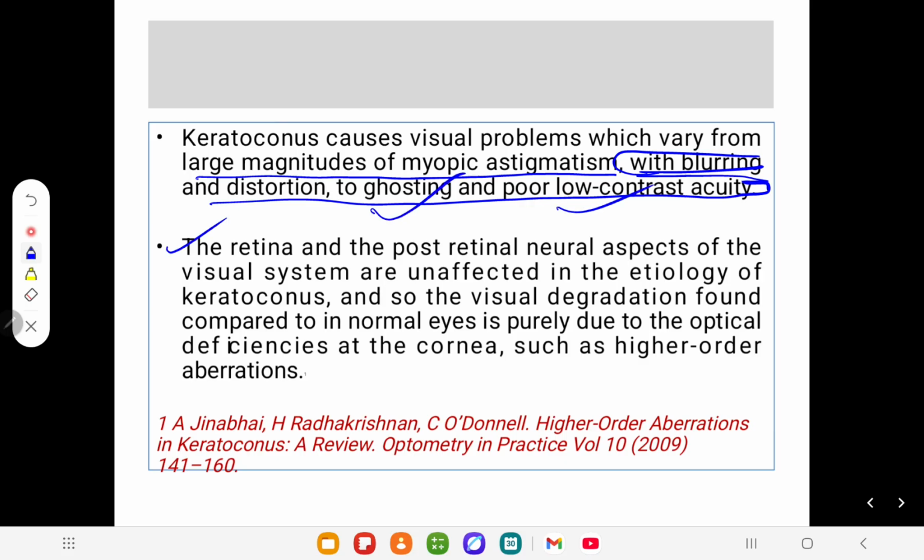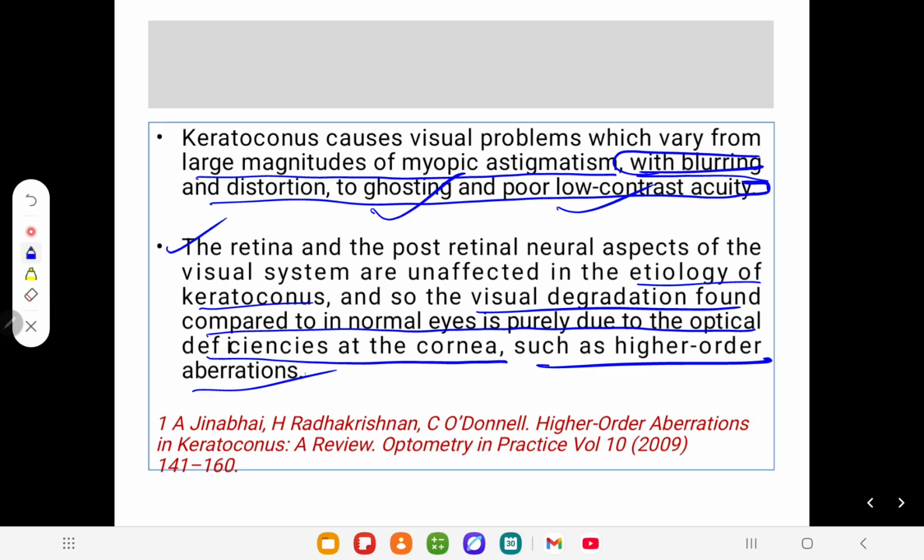The retina and the post-retinal neural aspects of the visual system are unaffected in the etiology of keratoconus. Very important. Keratoconus is a disease of the cornea, not the retina. Okay, and the post-retinal visual system is completely okay. So the visual degradation found compared with the normal eye is purely due to the optical deficiency of the cornea, such as high order aberration. So in keratoconus, it's not about retina or any neural aspect. It's about the cornea, and the image formed by the cornea is bad on the retina. That's why vision decreases. It's nothing to worry about the retina.